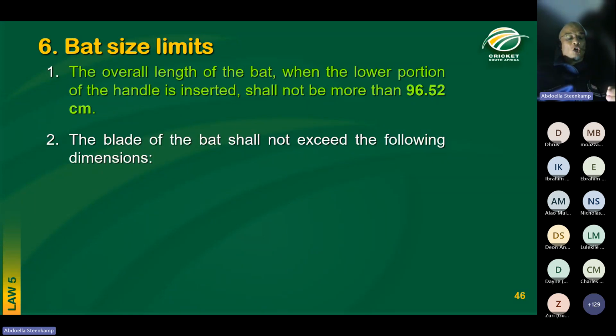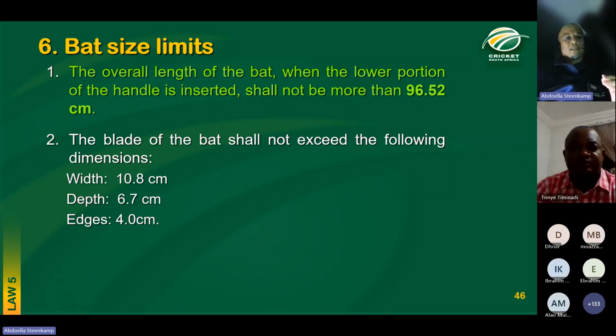So when it comes to the blade of the bat, for many years there was only a limitation on the dimension. The law said that the width cannot be more than 10.8 centimeters. Recently, the law added depth, where it says it cannot be deeper than 6.7 centimeters, and the edges not to be more than 4 centimeters. So the dimensions of the blade are: width 10.8 centimeters, depth 6.7, and edges 4 centimeters.